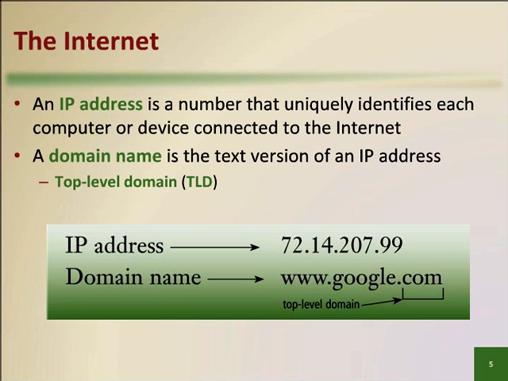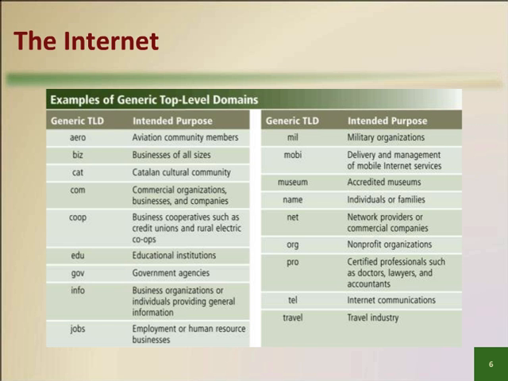Each domain name contains a top-level domain. In the domain name shown on the screen, COM is the top-level domain for Commerce. The top-level domain identifies the type of organization associated with the domain. For example, EDU is John A. Logan College's website's top-level domain. EDU stands for Educational. Listed on this screen are examples of top-level domains.